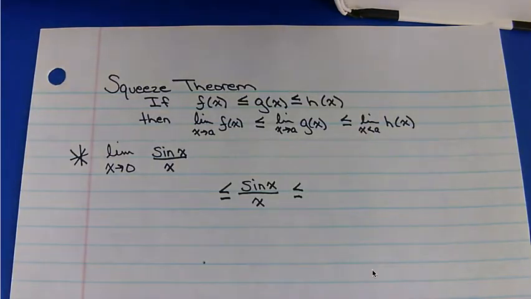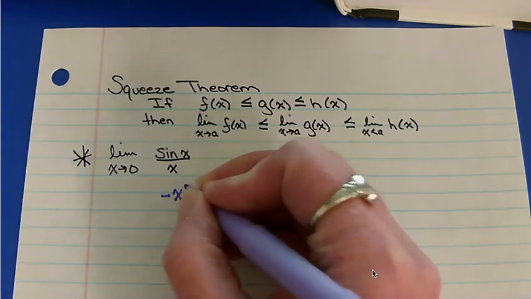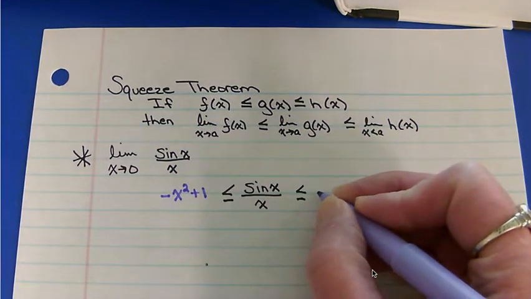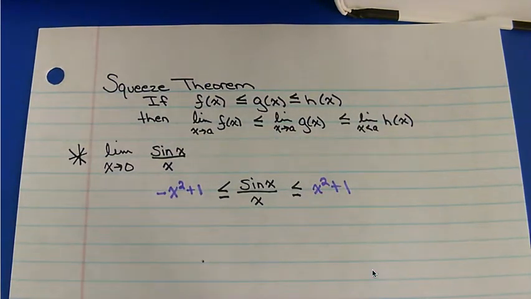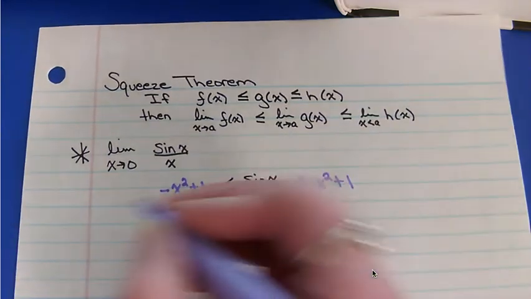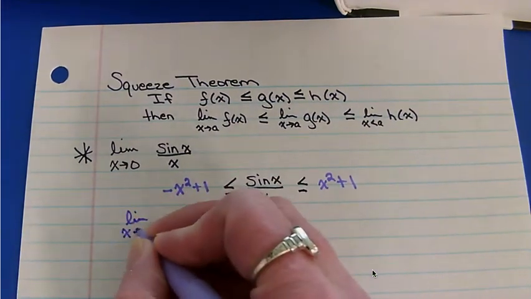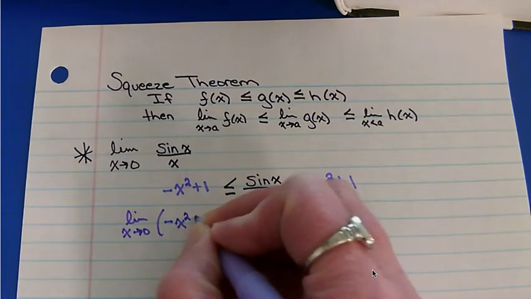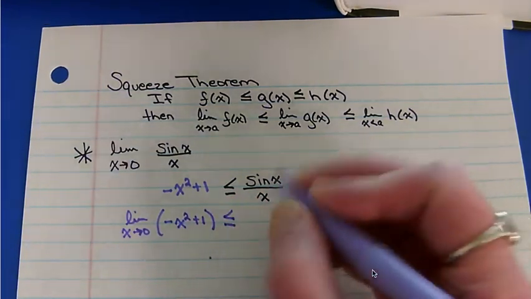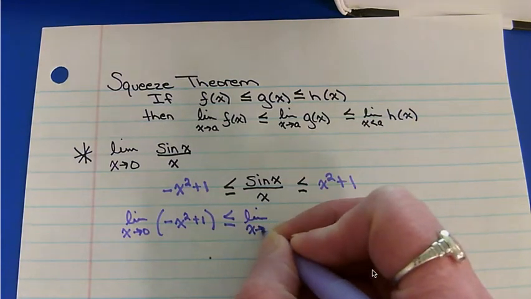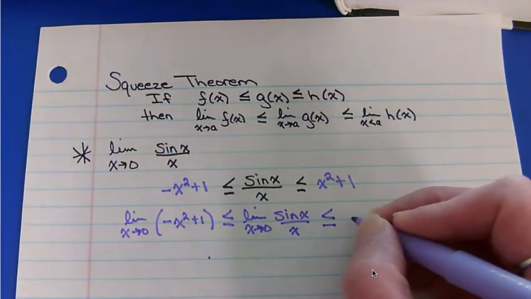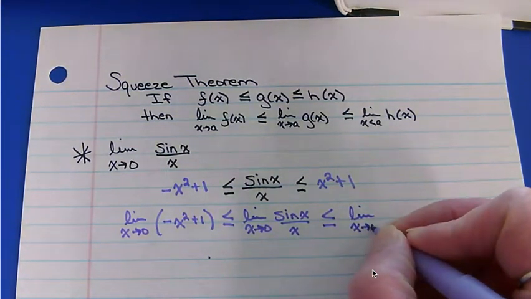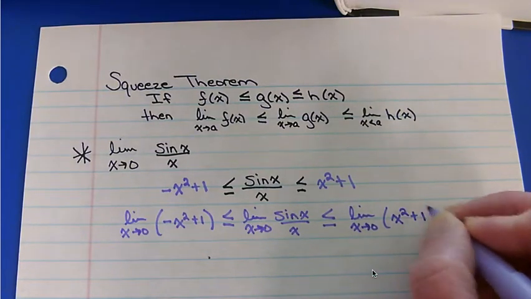So that means that, so this was on the bottom, negative x squared plus 1 and x squared plus 1. Sine x over x can be sandwiched between these two graphs. That also means that the limits are also sandwiched in that order. So the limit as x approaches 0 of negative x squared plus 1 is going to be less than or equal to the limit as x approaches 0 of sine x over x, which is going to be less than or equal to the limit as x approaches 0 of x squared plus 1.